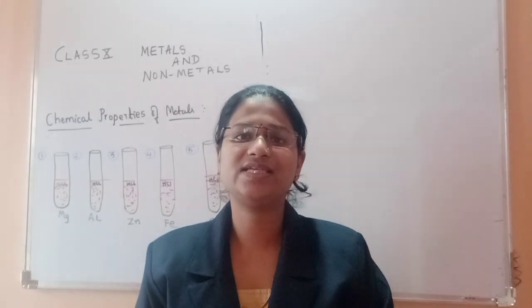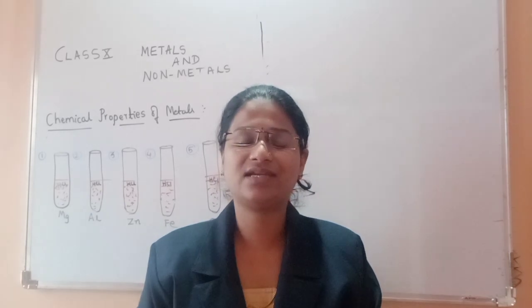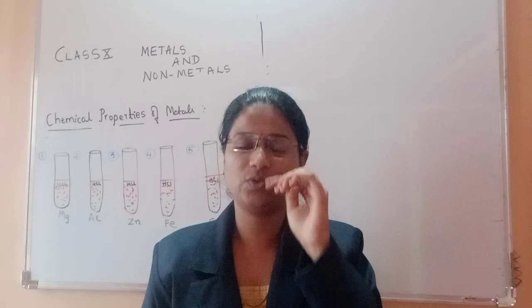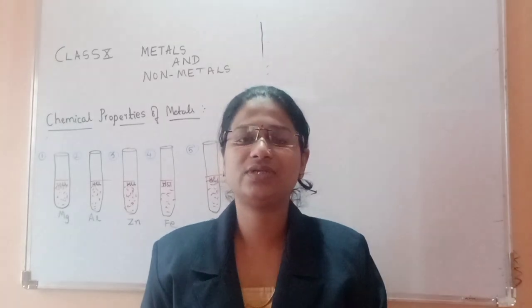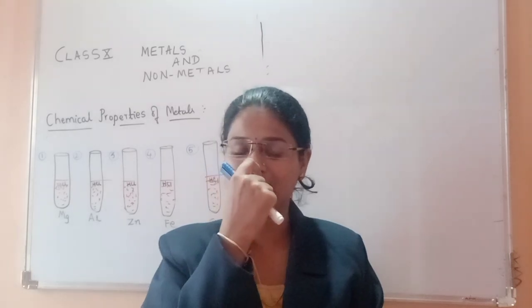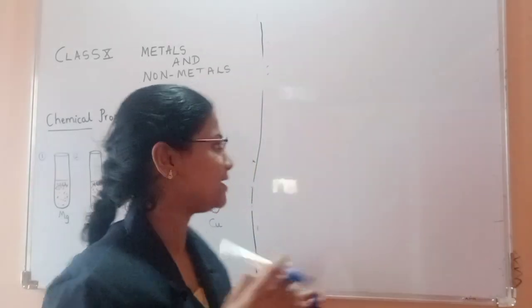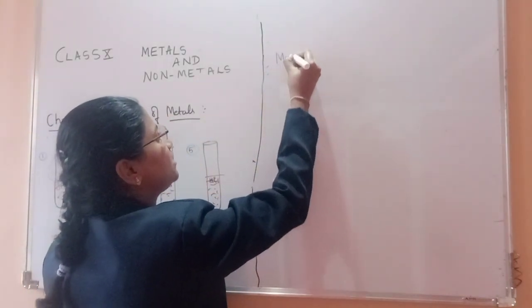In the last class, we discussed the chemical properties of metals. Under that, we discussed what happens when metal reacts with water, and also the forms of water. Today we are going to discuss what happens when metals react with acids. In the last class in acids and bases, we learned about the metal reaction with acid.